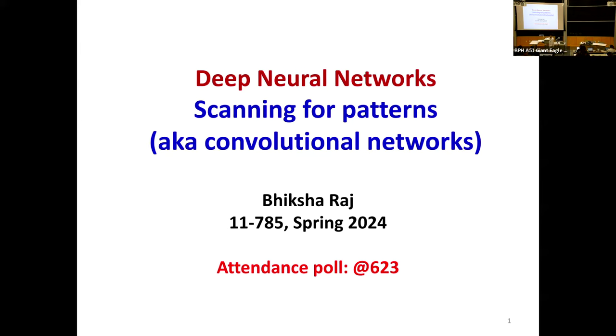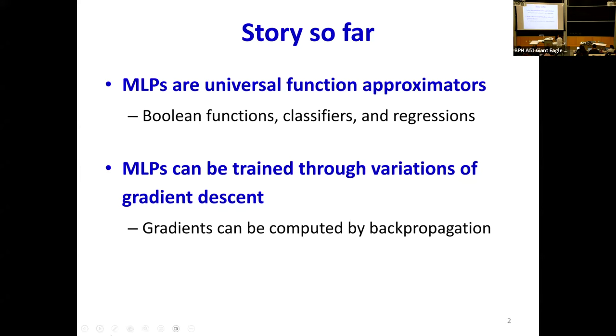In the first series of lectures, we introduced neural networks and discussed how we can train them. In the next set of four lectures, we are going to build on what we've learned, but now we'll be talking about scanning for patterns. Here's what we've learned so far. MLPs are universal function approximators. They can approximate pretty much anything, whether Boolean functions, classifiers, or regressions. And they can be trained through variants of gradient descent, where gradients are computed using backpropagation.